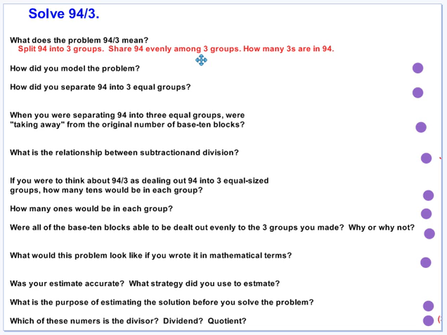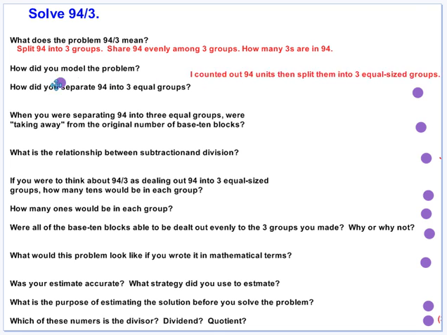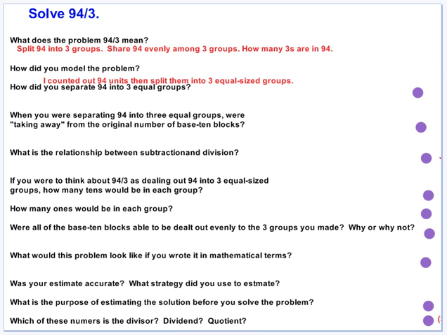Then I want to ask you, how did you model the problem? You could have used base 10 blocks. You could have used a picture. You could say that you counted out 94 units, then split them into 3 equal-sized groups. So you could have had 94 of the unit blocks, and then started taking one at a time and making 3 groups until you got done.